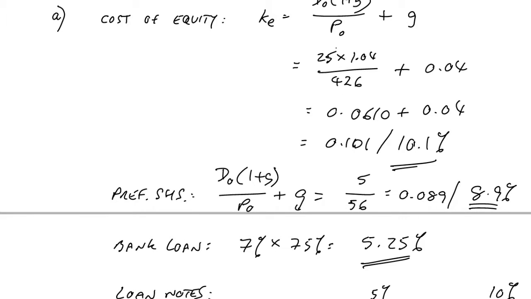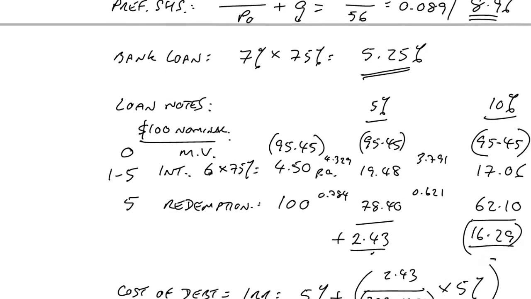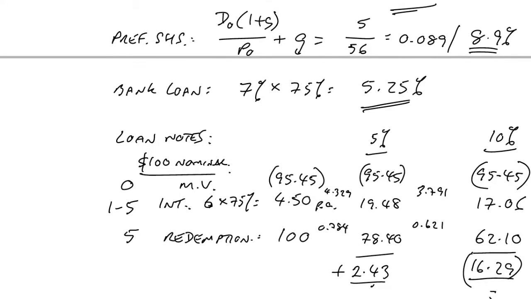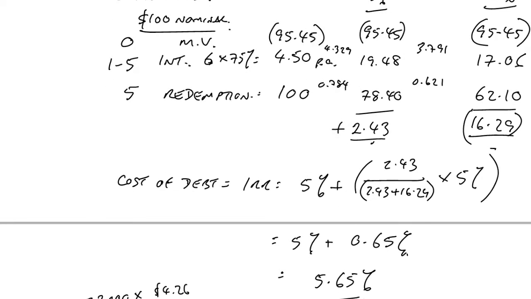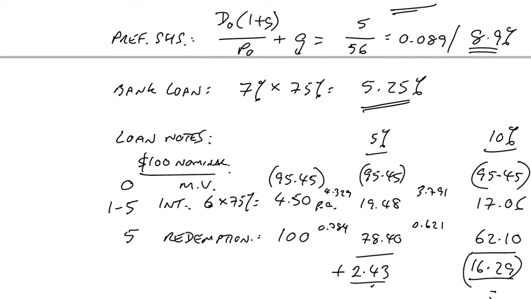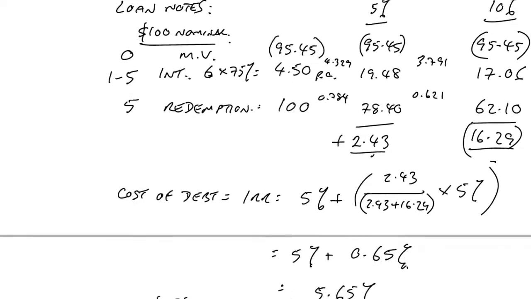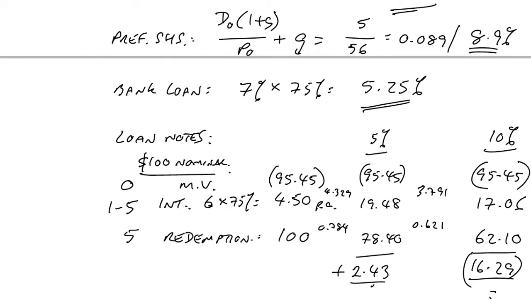the cost of finance, equity was the most expensive, 10.1. Preference shares were the next most expensive at 8.9. They were cheaper, but more expensive than the other two. The next most expensive was the loan notes, 5.65. And the cheapest one, I've lost it again, is the bank loan at 5.25.